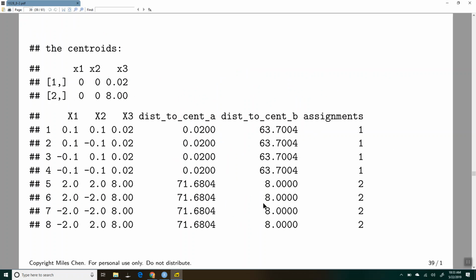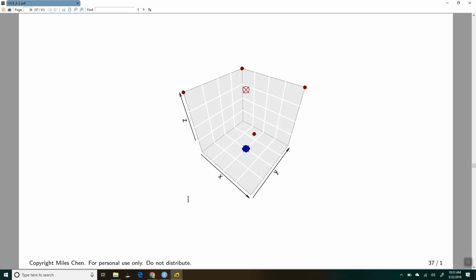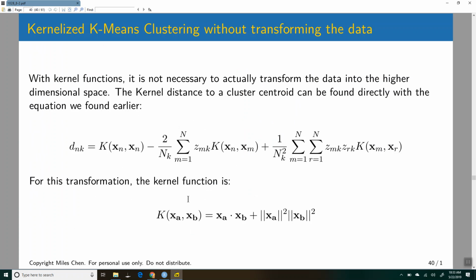Okay, so anyway, notice this page, which has the distance to the centroids when we project them into 3-dimensional space. So we had to transform our points into 3D, we calculate our centroids in 3D, and then we calculated the distance from each of our points to the centroids in 3D, and these are the distances that we got. We're gonna do the same thing, except we're gonna just use this kernel function.